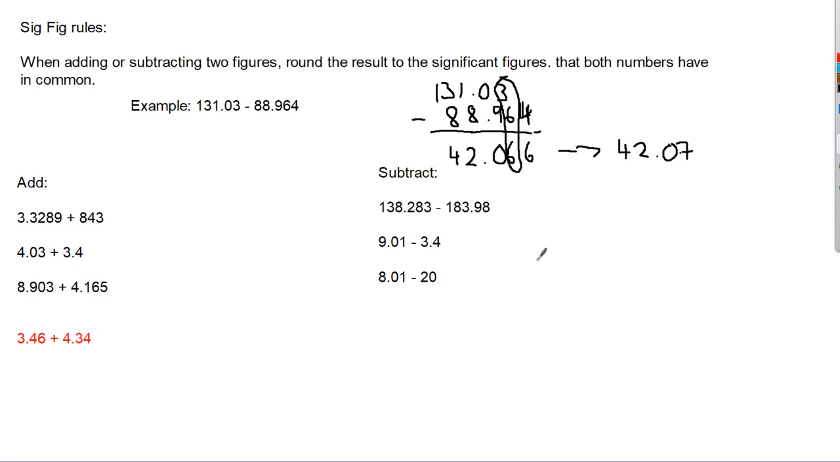Next, we have more sig fig rules. When you're adding or subtracting two figures, you round the result to the significant figures that both numbers have in common. It might look a little bit confusing, but here's my example. Basically, the amount of significant figures that both numbers have to the right is the amount of significant figures you round to.